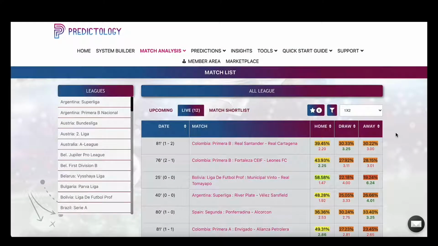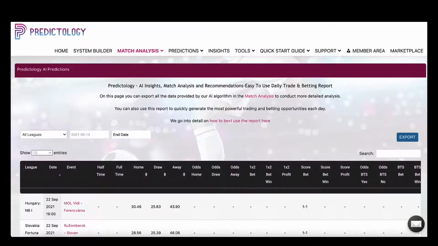If you're looking to go deeper with your analysis of the AI predictive algorithm and the match analysis hub, one of the areas that proves quite popular is the ability to export the historical data that sits behind the recommendations and analysis. You can do this by going up to the menu option here with match analysis and clicking on AI report. This will then open a page similar to this, and as you can see here, there's a couple of links which will help you understand the report in greater detail.